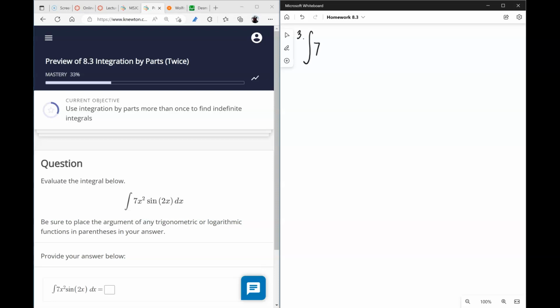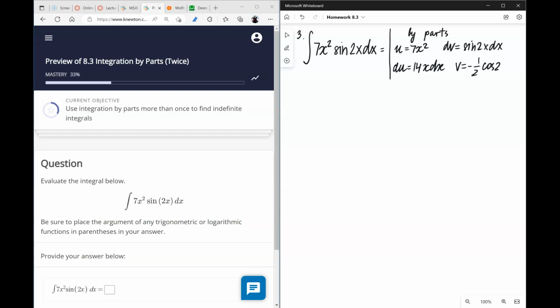We have integral of 7x squared sine 2x, and we're going to recognize the pattern and do integration by parts. So my u is 7x squared, my du is 14x dx, so my dv is sine of 2x dx, so that my v is actually negative 1/2 cosine of 2x. That's from here to here we go by integration via linear substitution, t equals 2x.